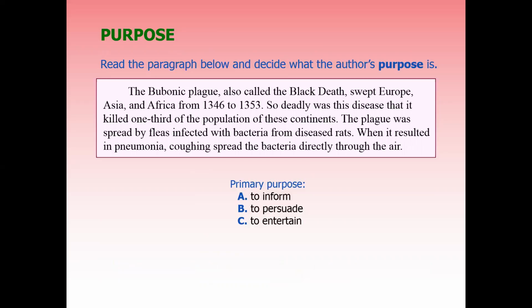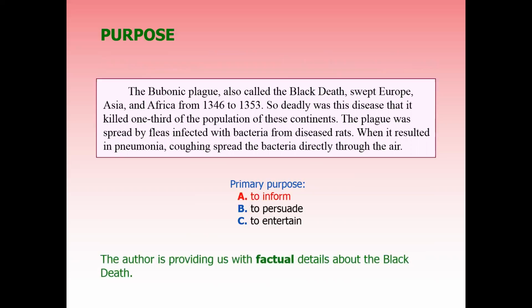So deadly was this disease that it killed 1/3 of the population of these continents. The plague was spread by fleas infected with bacteria from diseased rats. When it resulted in pneumonia, coughing spread the bacteria directly through the air. So what do you think the primary purpose of this particular paragraph is? Hopefully you knew that it was to inform. Basically just gave us factual details about the Black Death.